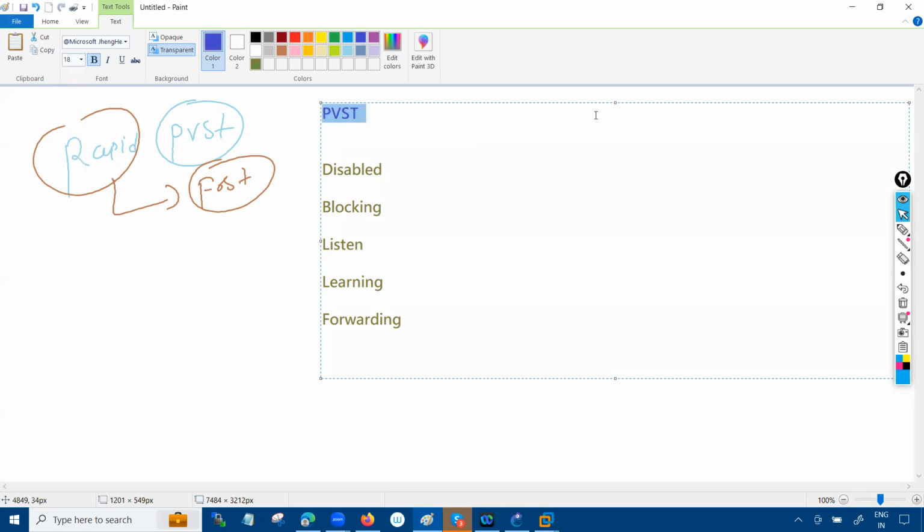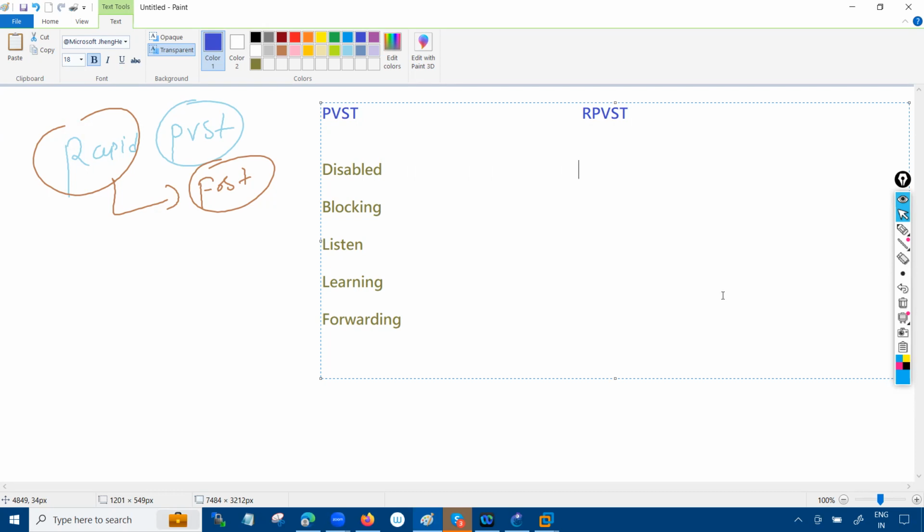Now, if I talk about the RPVST protocol, in Cisco we call it RPVST. In the IEEE standard, we call it the RSTP protocol. So in the RPVST protocol, we don't have a disabled state, because in the disabled state we are doing nothing. Disabled means you are not running the spanning tree protocol. It means your interface is down, admin down.